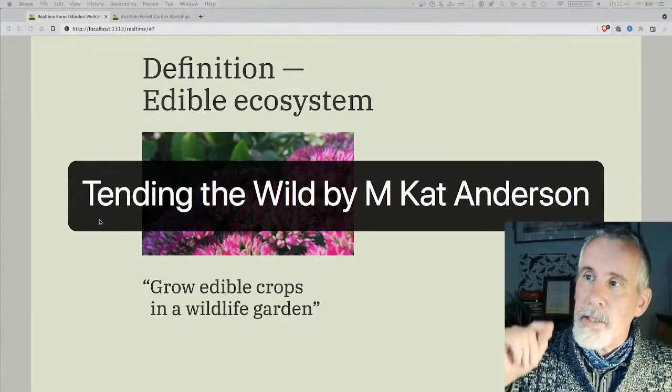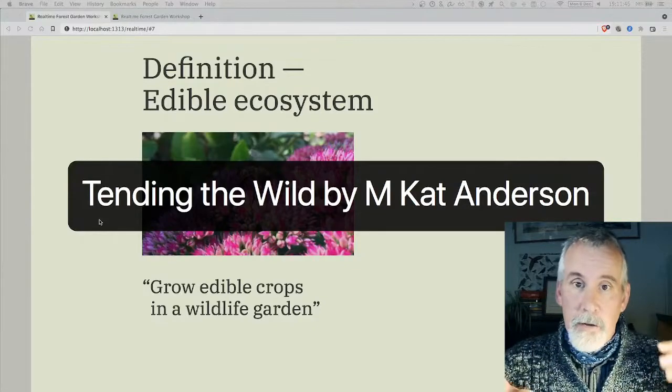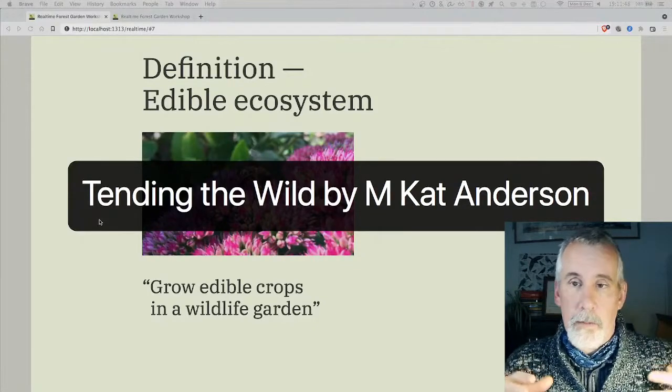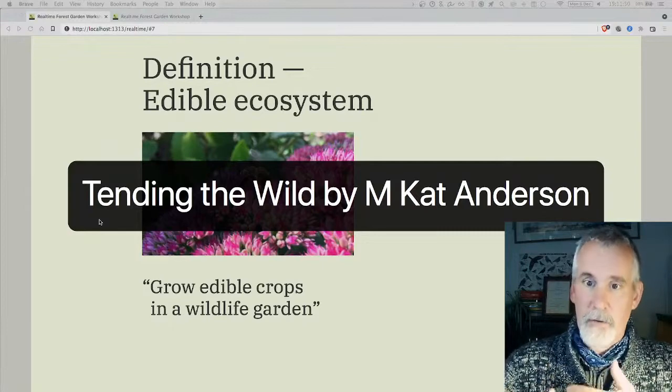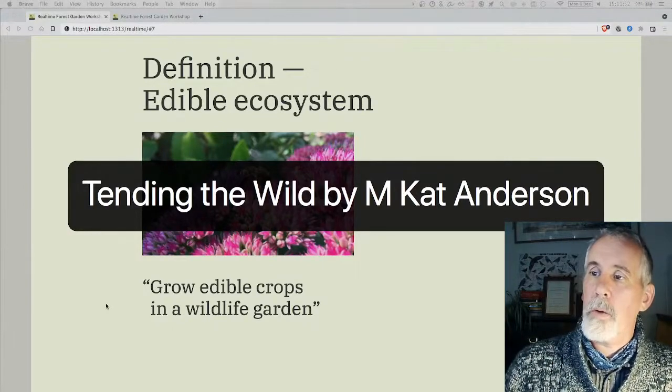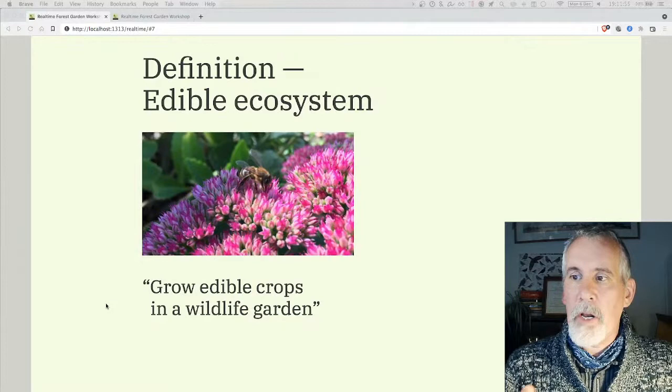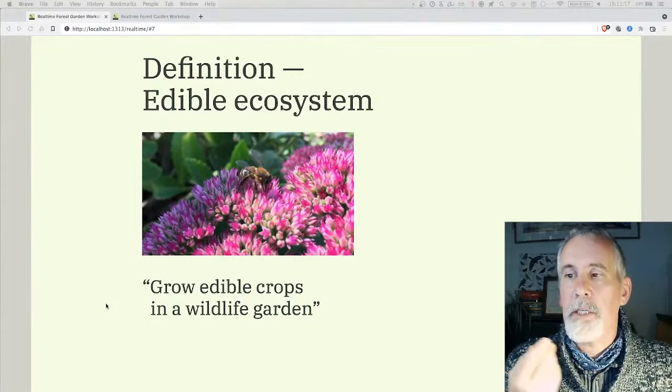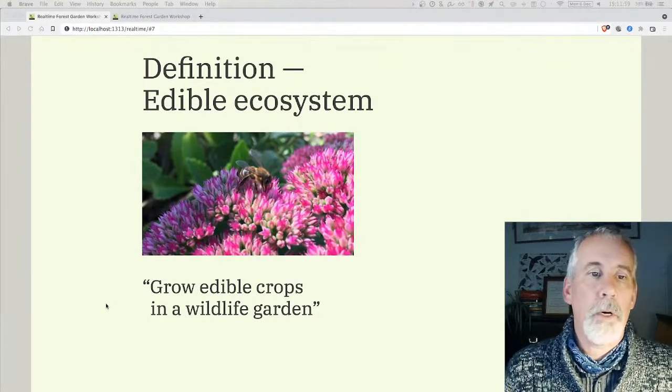But the point is, it's an edible ecosystem. There are different ecosystems, and there are different zones. It's kind of part of that. So if anyone asks you, it really is an edible ecosystem. The short definition is grow edible crops in a wildlife garden.